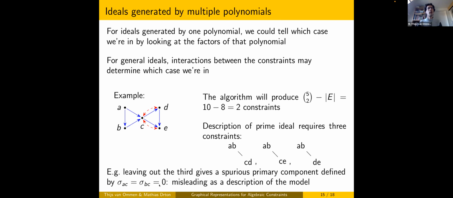So this is not a D primary or an I primary ideal, but it is an ideal that actually describes some linear structural equation model, but not the one we're trying to describe. So this is very misleading as a description of the model. So in the general case, beyond I primary ideals, we need to watch out for this possibility. So that's the bad news.